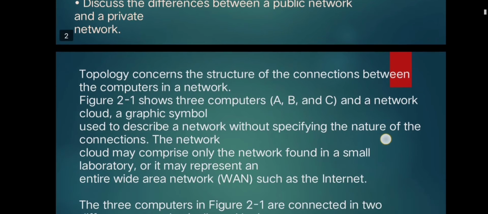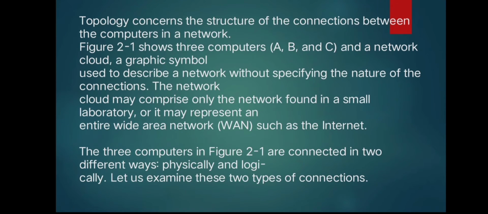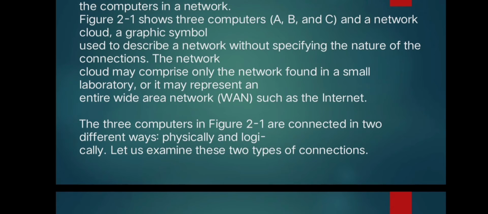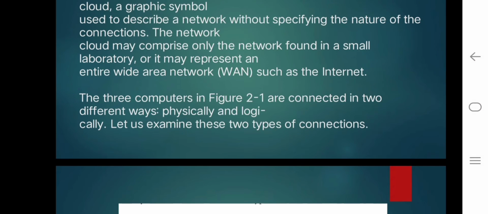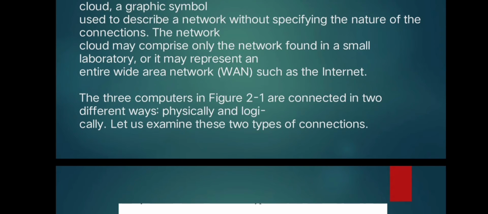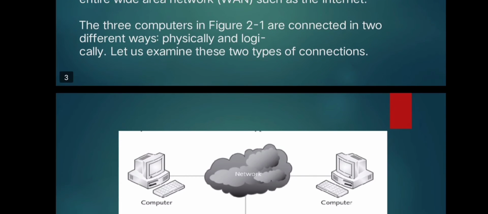Topology concerns the structure of the connections between the computers in a network. Figure 2.1 shows three computers A, B, and C, and a network cloud used to describe a network without specifying the nature of the connections. The network cloud may comprise only the network found in a small laboratory, or it may represent an entire wide area network, or WAN, such as the internet. The three computers in figure 2.1 are connected in two different ways, physically and logically. Let us examine these two types of connection.